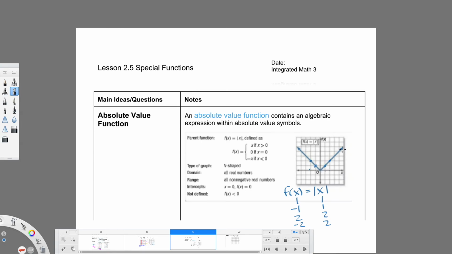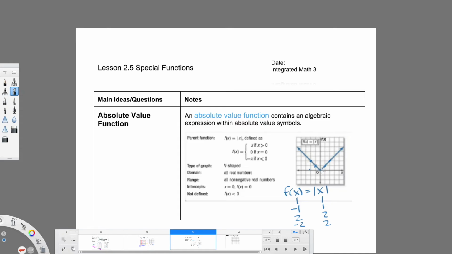So let's go ahead and take a look at this next one. And they do give you some more definitions here. So it's a V shape. It's all real numbers for the domain, because in this case it's going to go on and on forever to the left, on and on forever to the right. The range is going to be all non-negative real numbers because it starts at 0, so it doesn't go below 0.